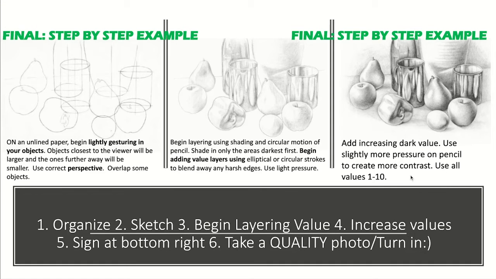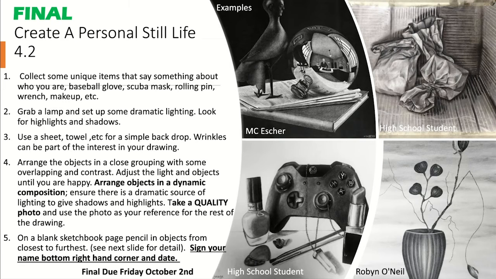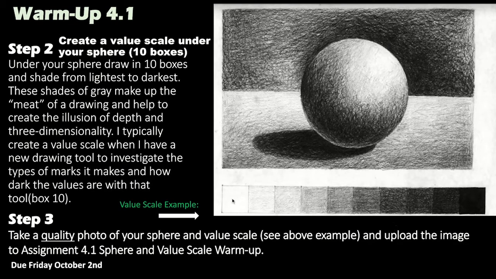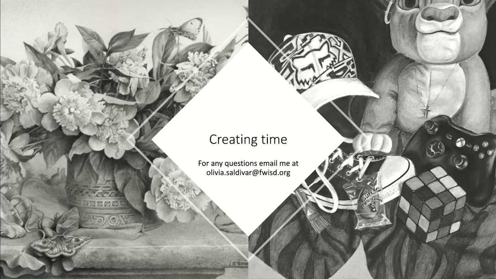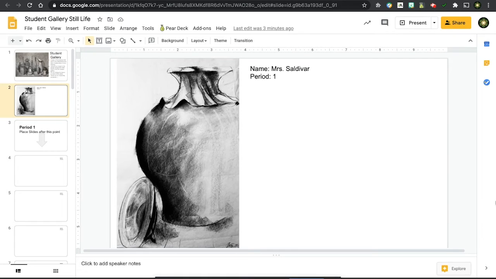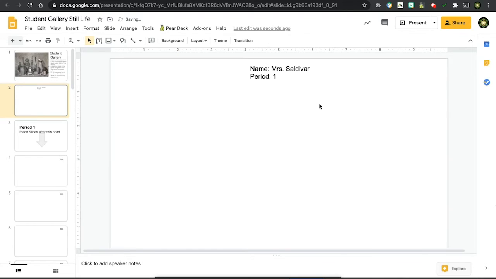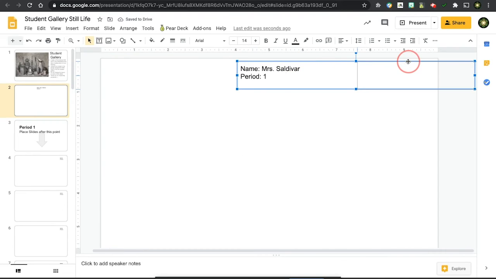Use all the values that we did in 1 through 10. So you're going to use all of these values. Eventually, they will all be represented in your drawing. And that's how you know when you are done. So organize, sketch, begin layering, value, increase values, sign at the bottom right. I do not accept work unless it's signed and dated. Take a quality photo and turn it in. That's due Friday.